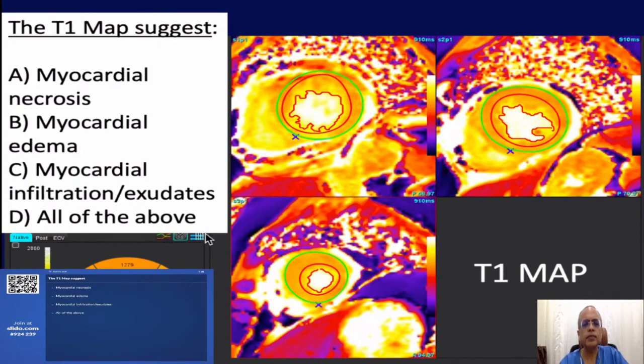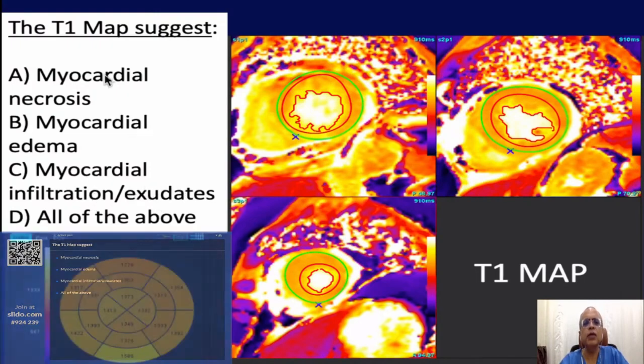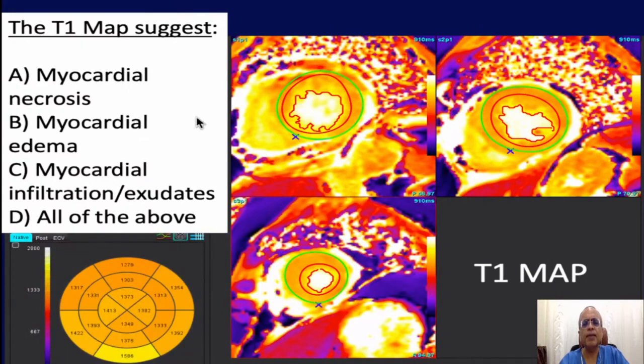Sir, audience is saying myocardial necrosis. Actually, it should be all of the above, because T1 values are very non-specific. There is a normal T1 value for the myocardium or the myocardial proteins. However, whenever there is myocardial necrosis or edema, water will increase the T1 values. Also when there is an infiltration or exudation, that will also increase the T1 values. So actually it is a sum total of all the pathological changes happening in the myocardium put together. So this is all of the above.